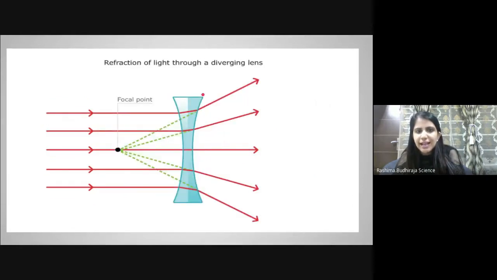This is another type of spherical lens. Here also we are seeing the change in direction of the incident parallel rays of light. When incident parallel rays of light are falling on this lens, they are diverging. So children, we are observing refraction of light through this type of lens also.